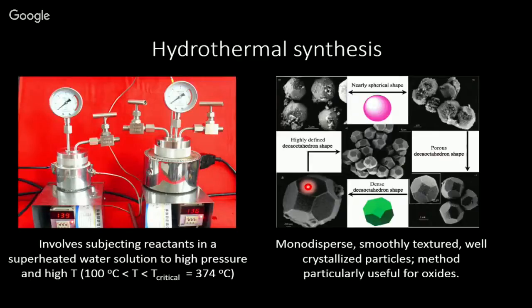Typically the temperature range is 100 to 374 degrees, because that's the critical temperature of water. If you increase the pressure of water, you increase the boiling point, right? But 374 is as high as you can go.